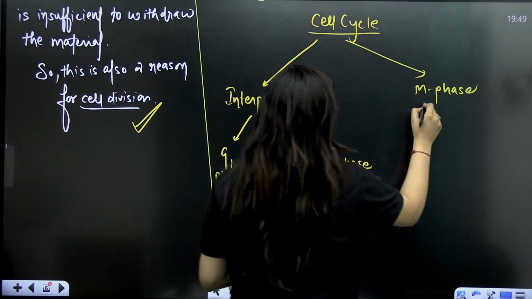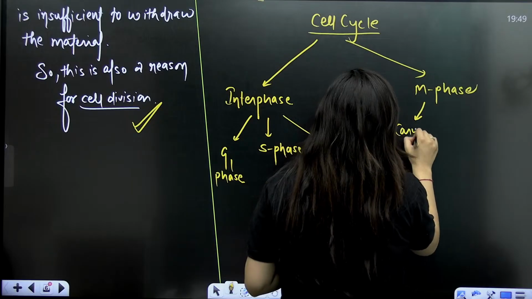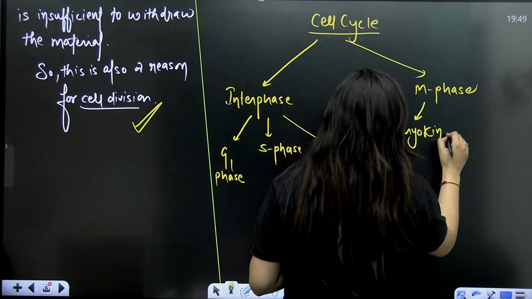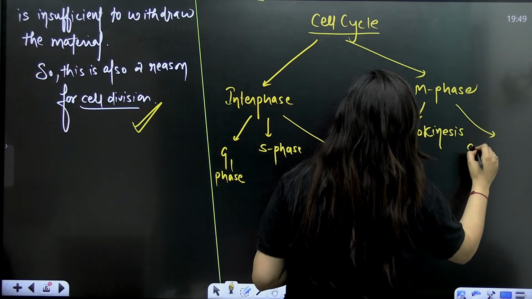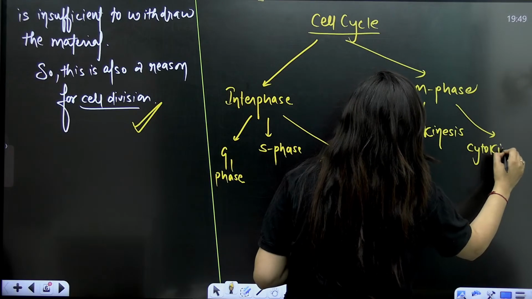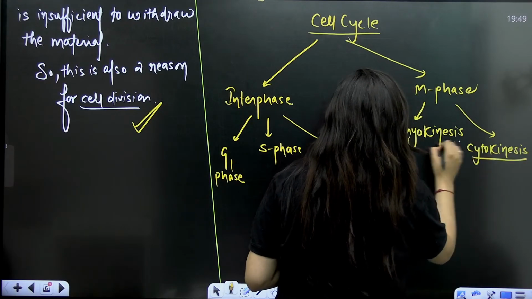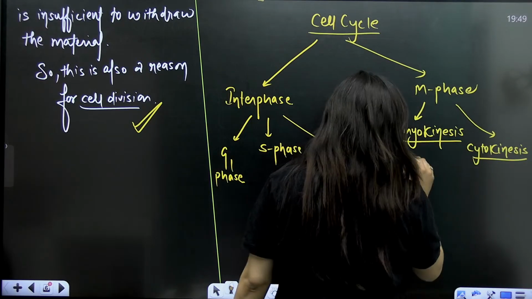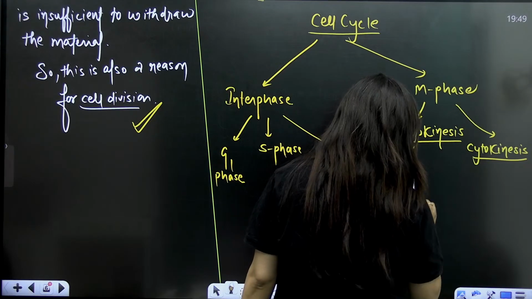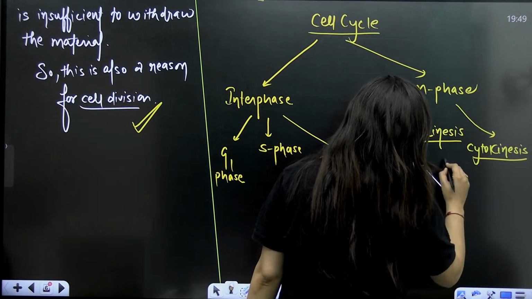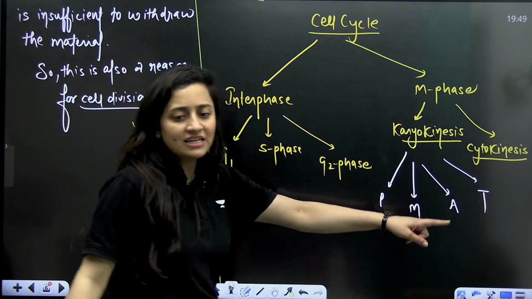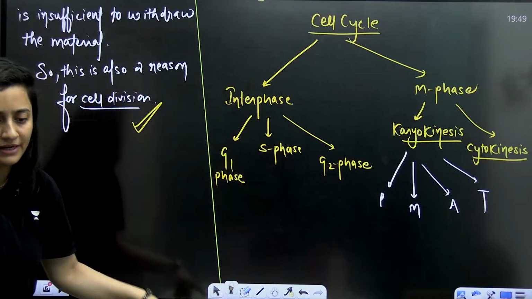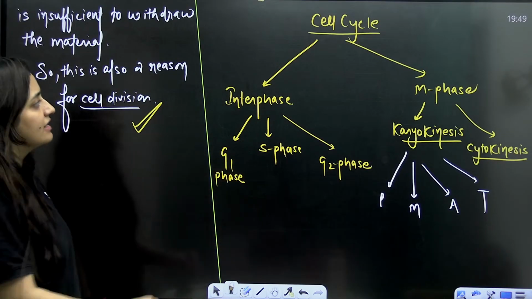And here you will have karyokinesis, that is nuclear division. Here you will have cytokinesis, that is cytoplasmic division. And here in karyokinesis, we have to discuss PMAT. Ultimately, this is something that we have to complete.